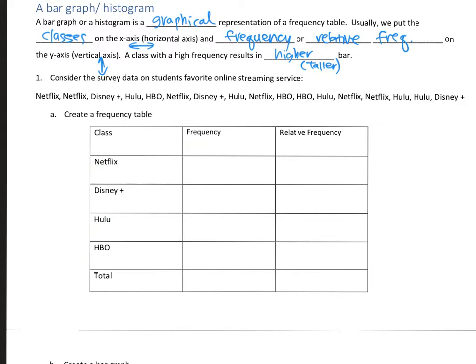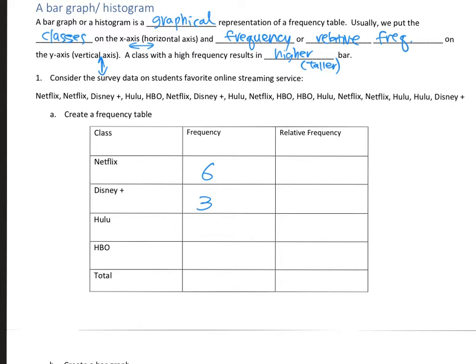So frequency just means how many elements are in Netflix class. So I'll just go and count the number of Netflix. I got 1, 2, 3, 4, 5, and 6. So there are 6 people who answered Netflix as their favorite streaming service. So I'm going to write 6 here. So basically, I'm going to do the same thing. How about Disney Plus? I go 1, there's 2, there's 3. I think that's it. So 3 for Disney Plus.